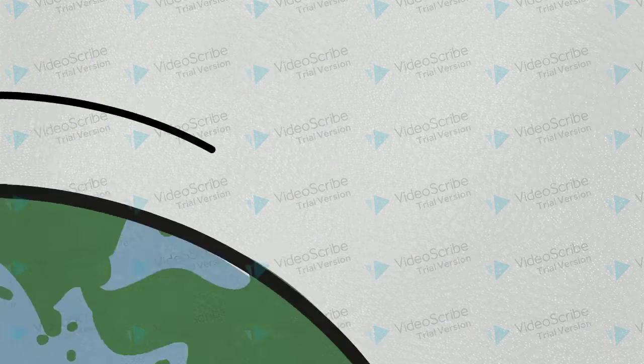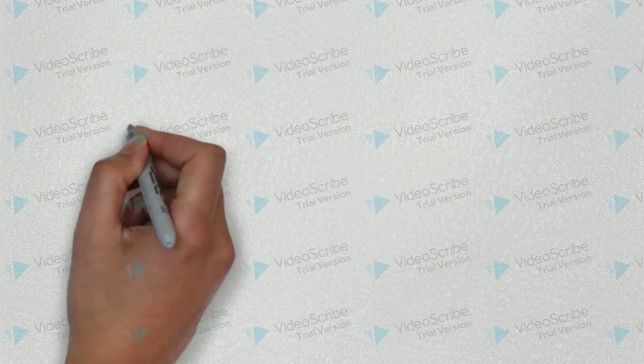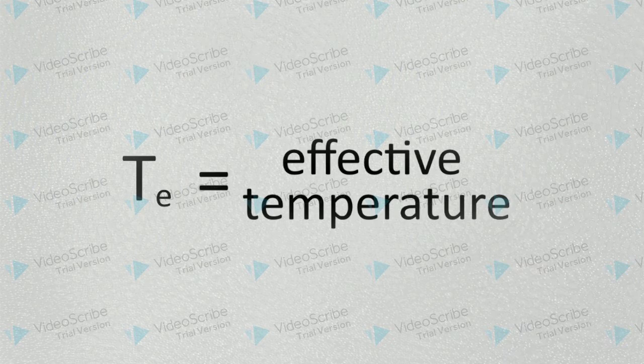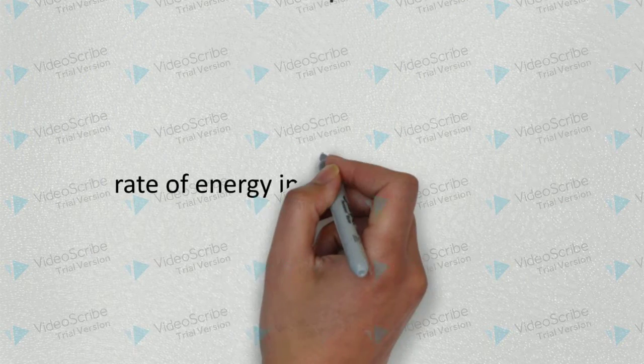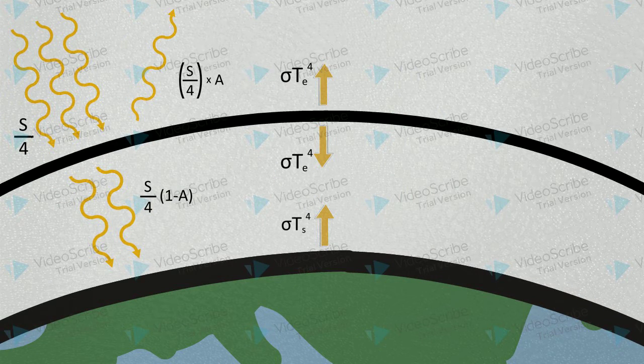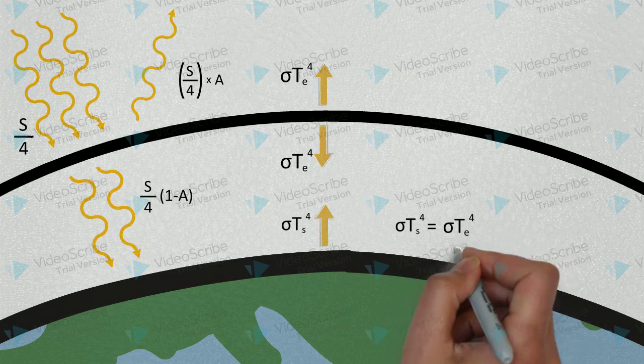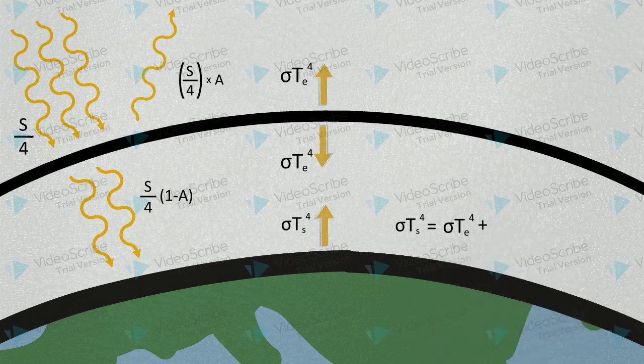Based on this information, we can develop an equation for both the temperature of the surface and the effective temperature of the atmosphere. First, we start with the equation: rate of energy in is equal to rate of energy out. We apply this equation to both the surface and the atmosphere. The energy released by the surface is equal to the portion radiated back by the atmosphere and the energy the surface absorbs from the sun. Therefore, by fact, these two quantities are equal.